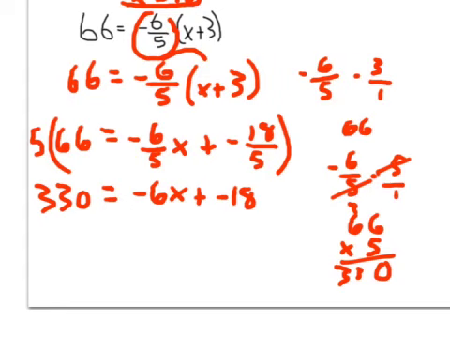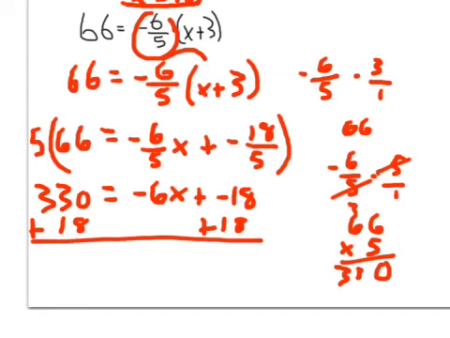Now I isolate the variable term. My variable term is negative 6x. So to isolate, I get rid of what's on the same side. So I have to do the opposite of negative 18, which is positive 18 to both sides. Well, these cancel, so I get negative 6 times x. And this is 348.